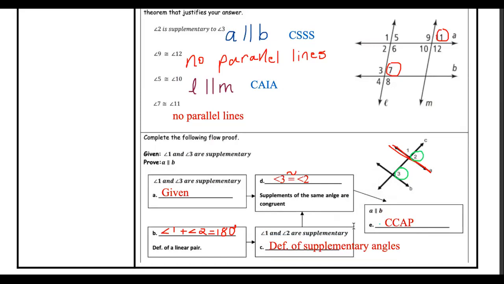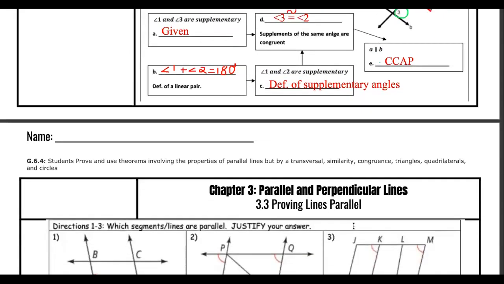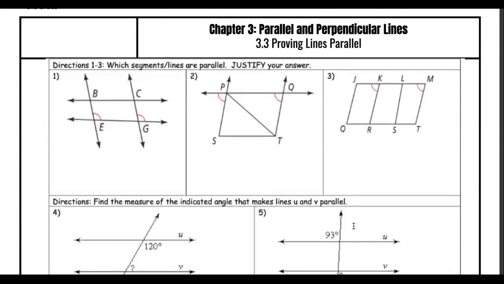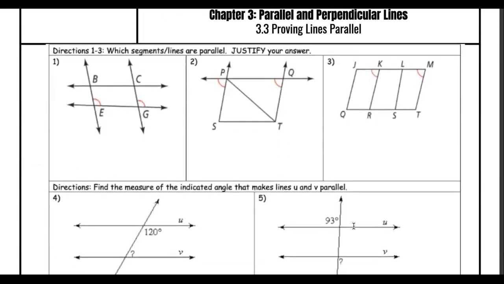So that's how you would do a flow proof, proving that lines are parallel using these 4 theorems and postulates, okay? Let's move on into the practice set. I will be doing a few of the problems in this video. The ones that I do not do, you will be responsible for. If you have any questions, remember you can post those questions as a comment, or you can ask live in class, okay? The directions say, which segments or lines are parallel and justify your answer, okay?